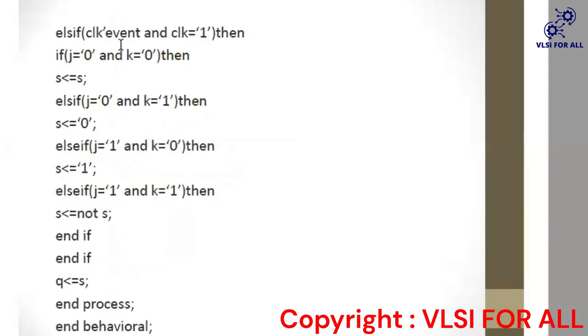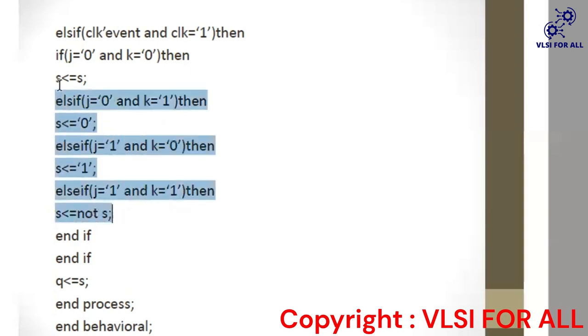And else if at the positive edge of the clock, here we simply implemented our truth table. If J0 K0, then S equal to S, it will hold the output. Else if J0 K1, S equal to 0. Else if J1 K0, S equal to 1. Else if J1 K1, S equal to not S, so it will toggle the previous output. In this part we are implementing our truth table, and you can see these are the 4 conditions.